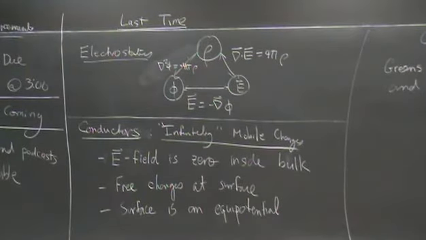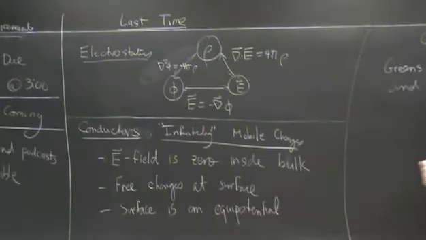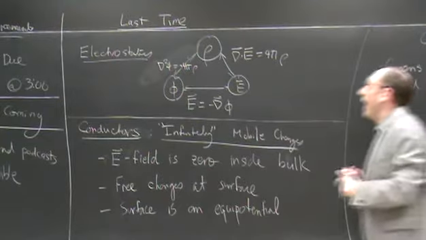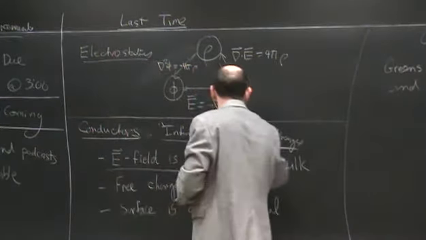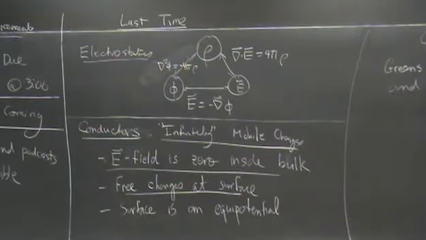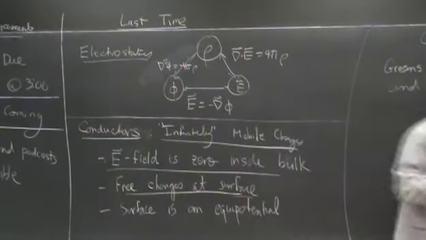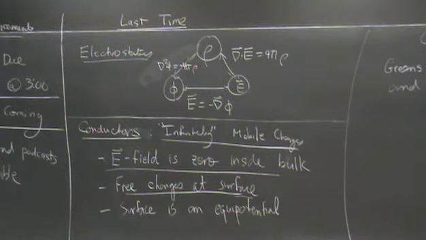So the conductors, we're thinking about them as perfect conductors, and many materials, metals, are well approximated by perfect conductors, ideal conductors. And some of the important properties that we mentioned last time is that the electric field inside the bulk of a conductor in electrostatics is zero, and whatever free charges there are, if there are any, reside at the surfaces, and those surfaces are equipotential surfaces. Okay?